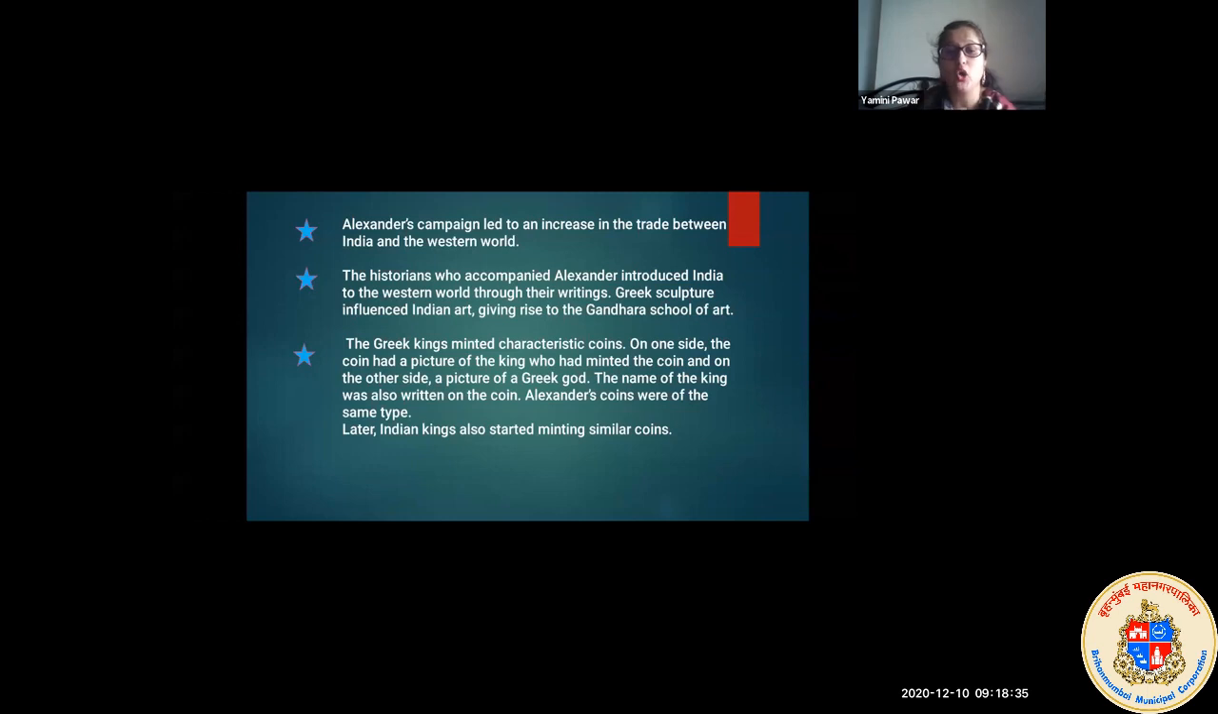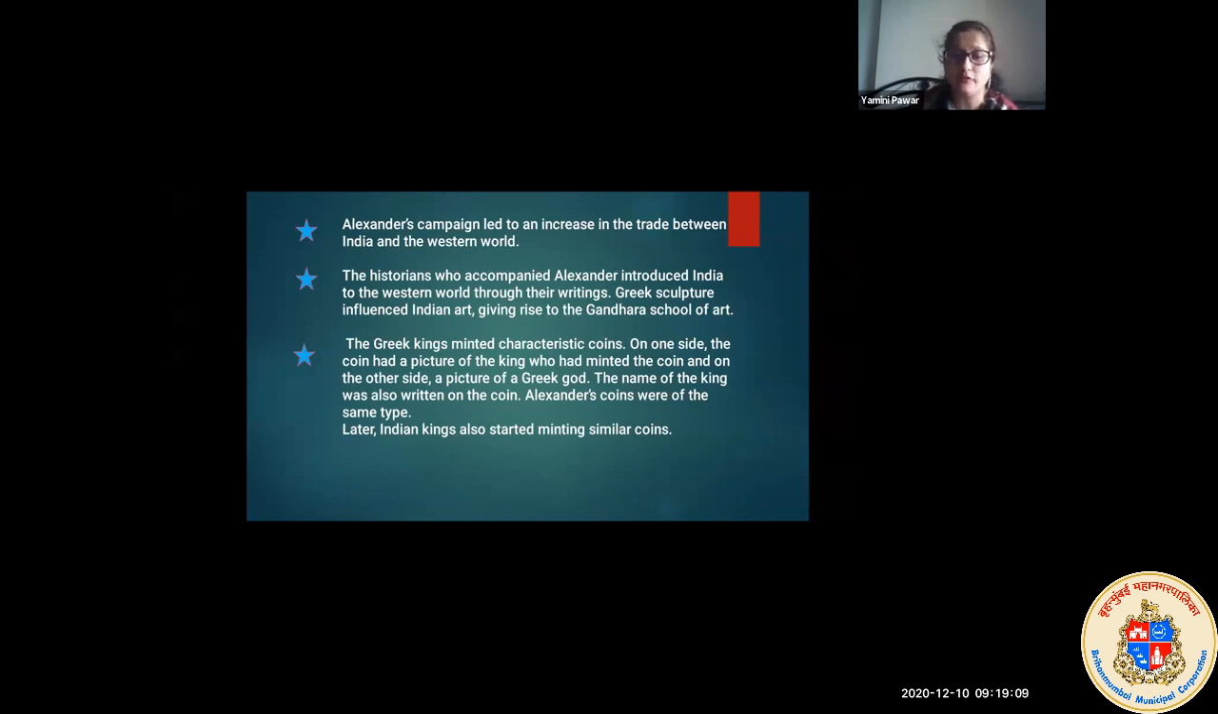On one side the coin had a picture of the king who had minted the coin, the one who asked them to make it. On the other side was a picture of a Greek god. The name of the king was also written on the coin. So there were two sides to the coin.